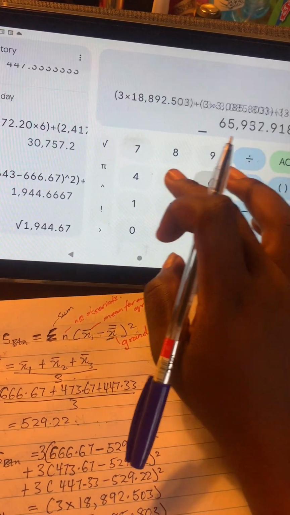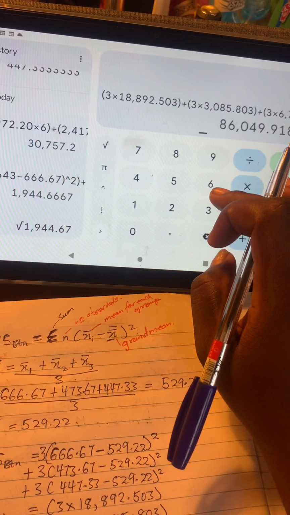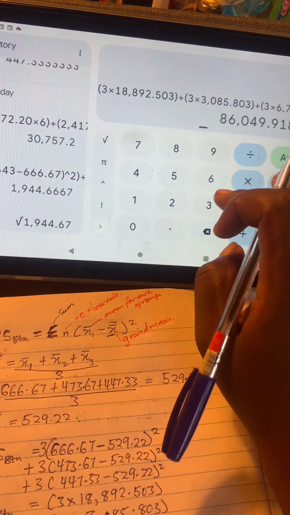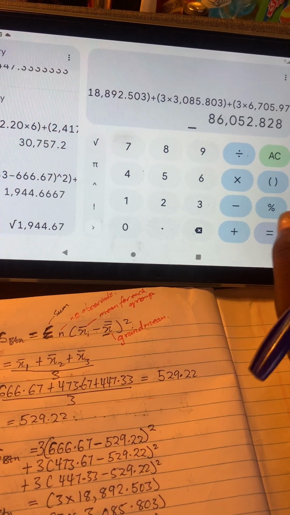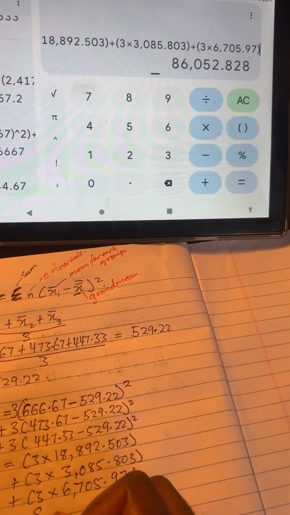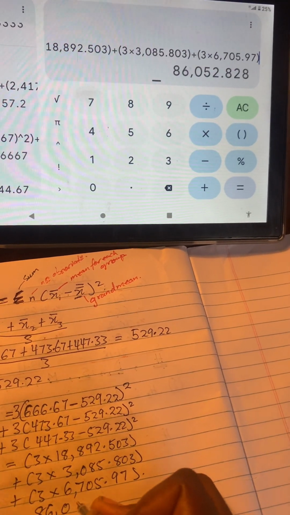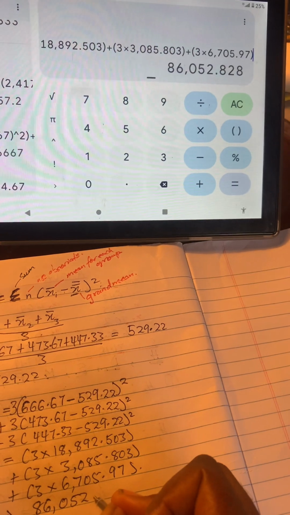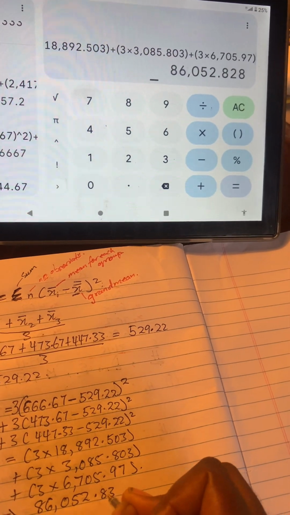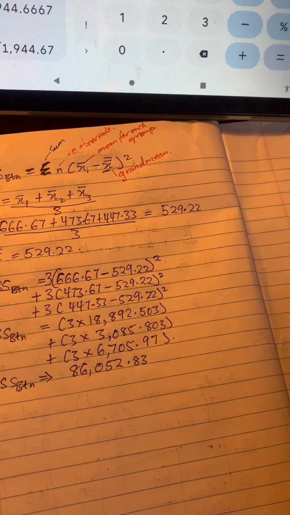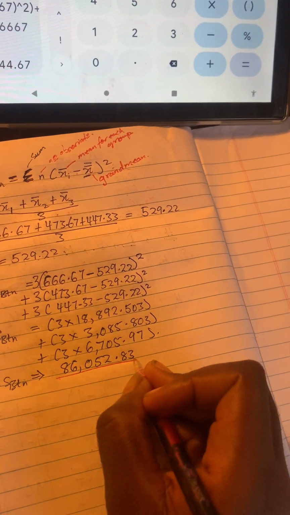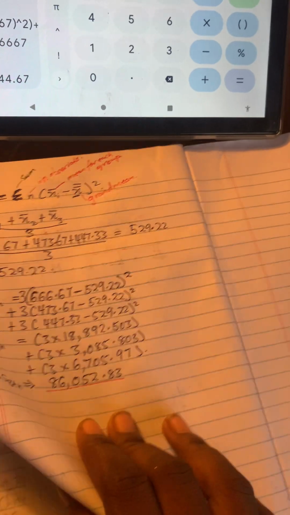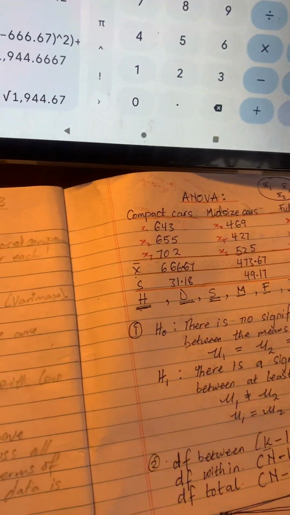So you first work on the brackets, then you square each of them. After you get your answer for each, you pick each calculated squared value and multiply it by the number of observations, which is 3: 3 times the first squared value, 3 times the second squared value, then 3 times the third squared value. Then you get your sum of squares between, which is 86,052.